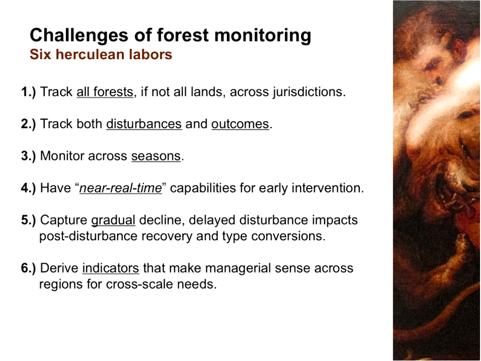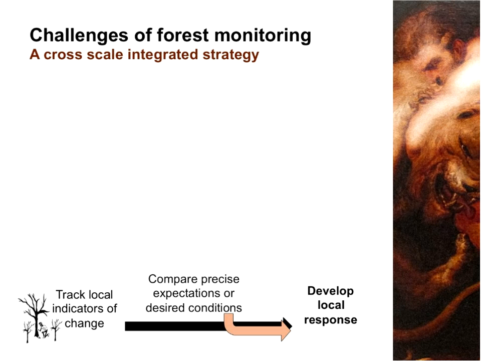We want to be able to also capture gradual decline, the slower things that change, delayed disturbance impacts, not immediately, but after a few years, things may still be changing. Part of that change is positive, it's recovery, and sometimes it's very serious, like type conversions that happen because of a disturbance, say. And it would be mythological fantasy to say that we're monitoring everything we care about. The best we ever can really do is to monitor indicators that make sense to us locally or regionally. And so we need indicators that simply make a lot of sense for us.